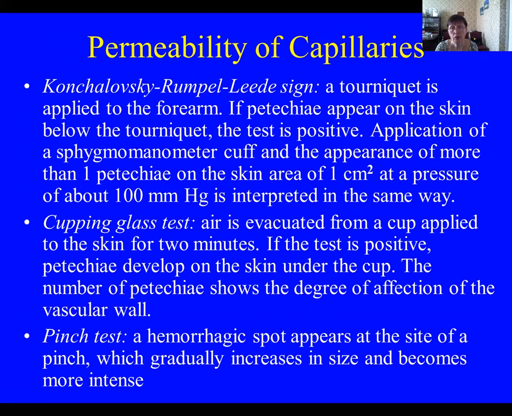To remember, this third group of bleeding disorders is due to the affection of the wall of the vessels. It may be Konchalovsky-Rumpel signs, it may be the cupping glass test, and even the very simple pinch test. We check how many hemorrhagic spots appear at the site where you pinch, or how many of them appear on the skin after applying the cupping glass or after applying the tourniquet or the cuff of the sphygmomanometer.